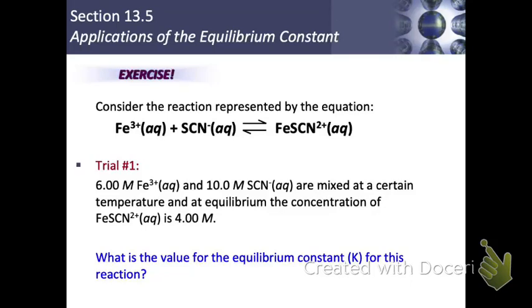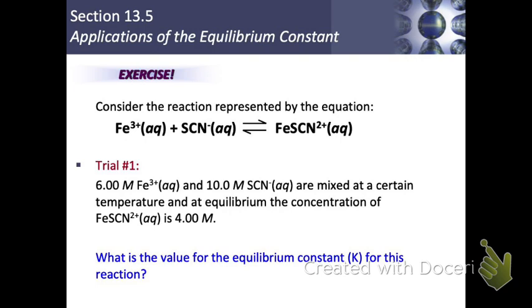So this question, we're just going to dive right in. This question says, consider the reaction represented by the equation. And we have this equation in front of us. The first thing we should check is that it's balanced, because the coefficients make a big difference in solving for the reaction constant, or the equilibrium constant. So I see an iron on both sides, SCN on both sides.